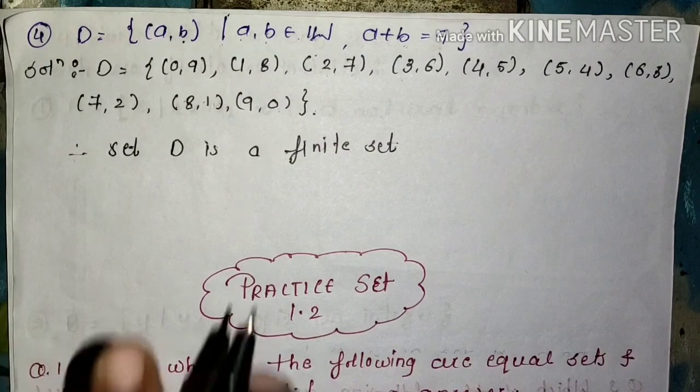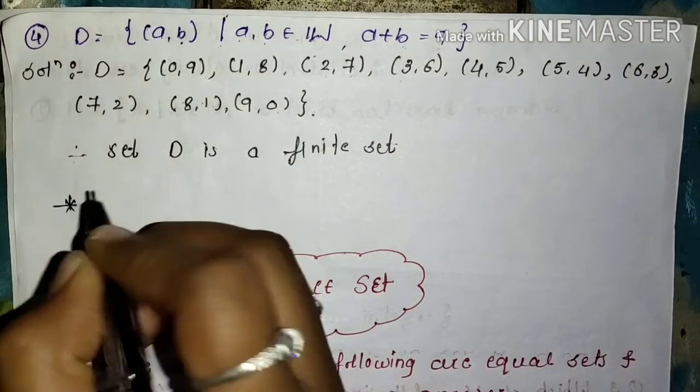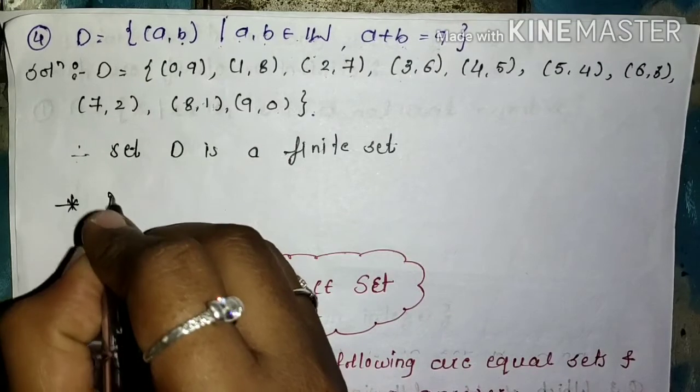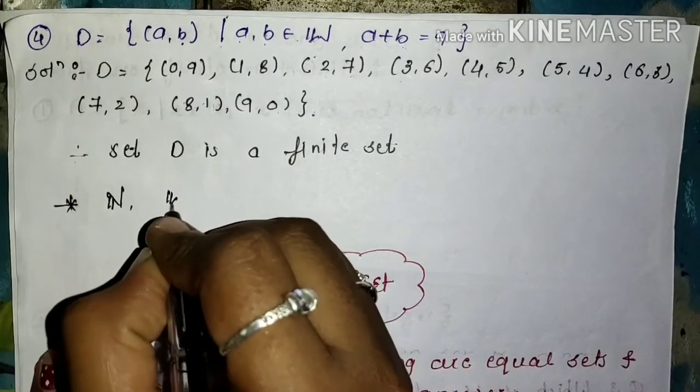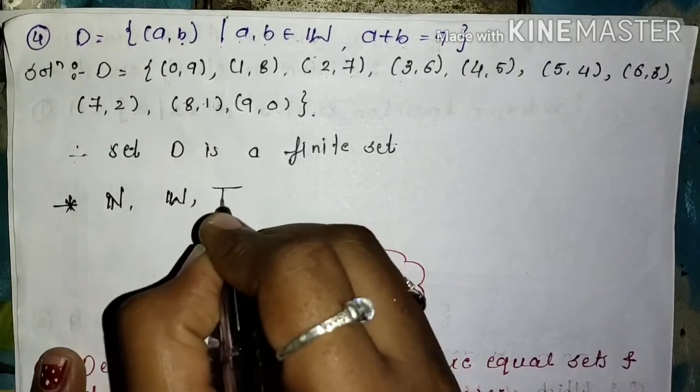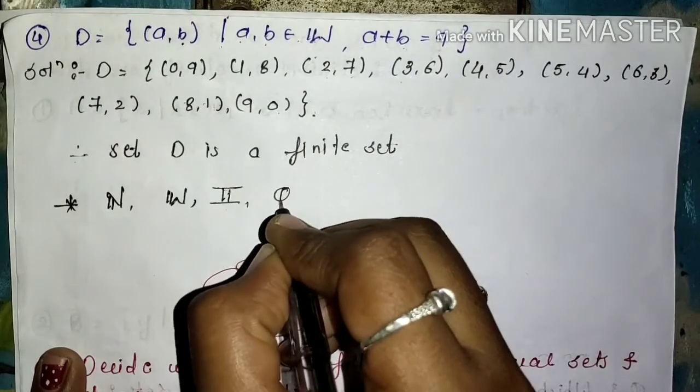Now one thing you have to remember over here, the set of natural numbers, the set of whole numbers, set of integers, set of rational numbers.